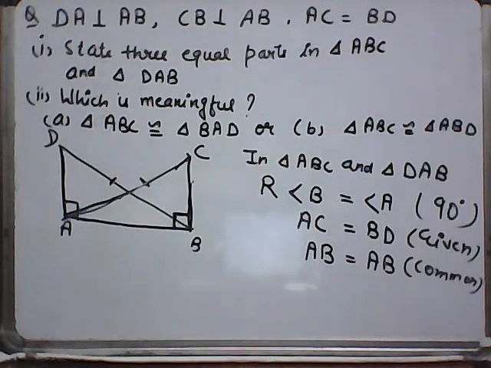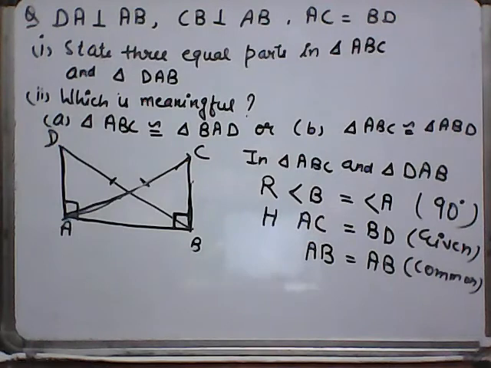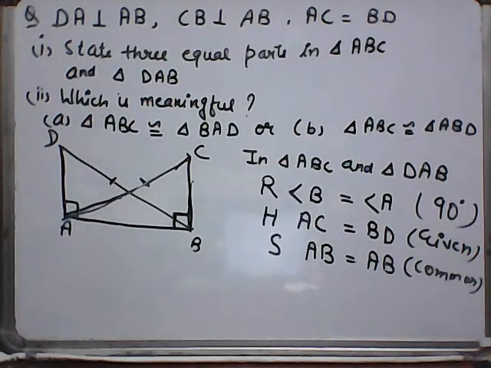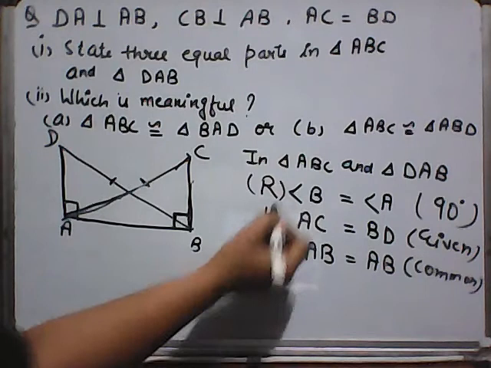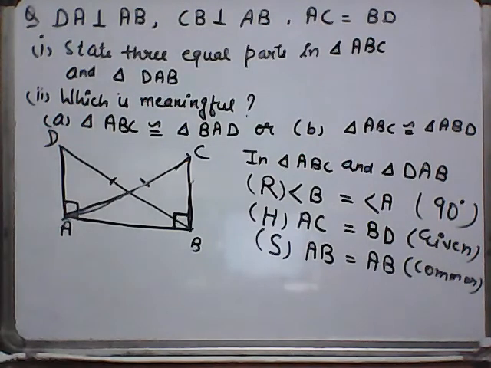Here AC is the hypotenuse of triangle ABC. Here BD is the hypotenuse of triangle DAB. So it is the hypotenuse. Now AB is equal to AB. Both these sides are equal as this is a common side. So we can say it is a side. So three parts are equal. RHS. So we can say these two triangles are congruent by using the RHS rule.